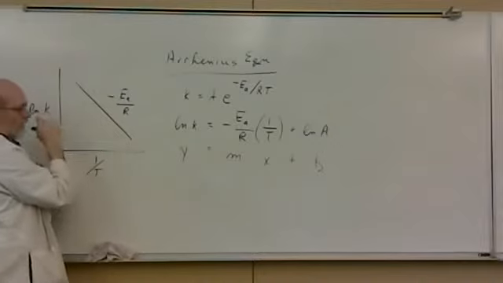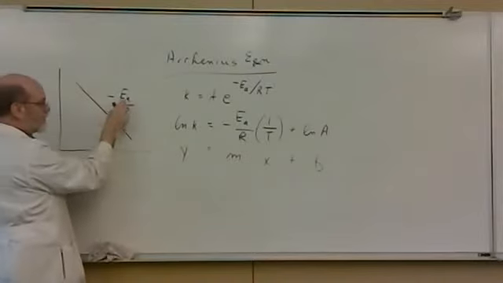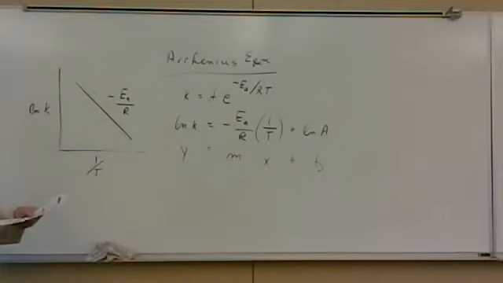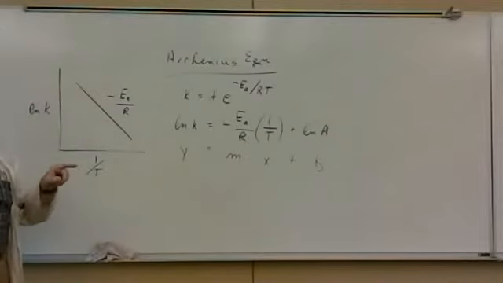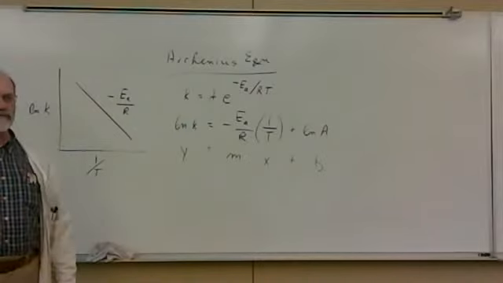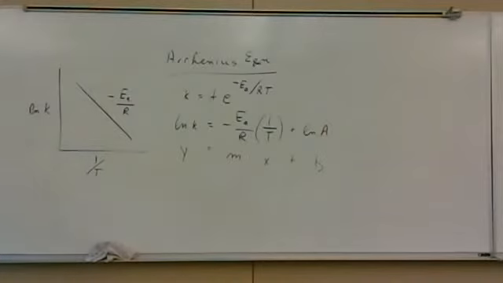So the magnitude of that line is going to be equal to E sub A divided by R, and we know what R is, so we can solve for E sub A. All we need is the slope of that line, and we can find out what the activation energy for that reaction is simply by conducting the experiment at 2 different temperatures and determining the K for each one. R is equal to 8.3145 joules per mole Kelvin.